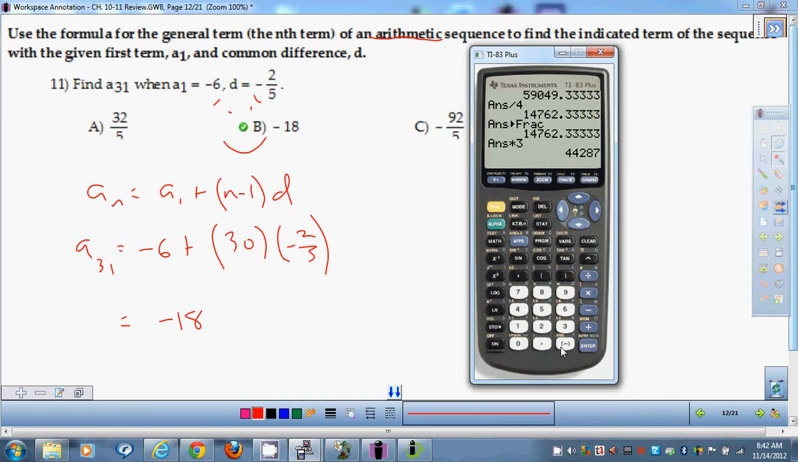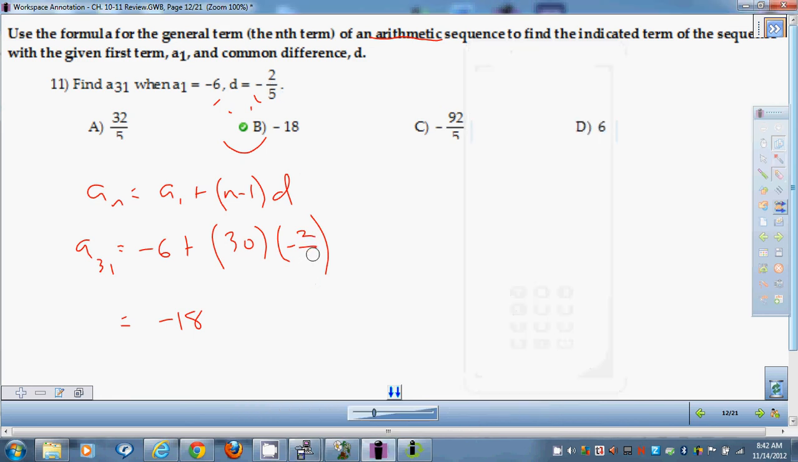Let's see. Negative 6 plus 30 times negative 2/5. That's a 5. Any other questions?